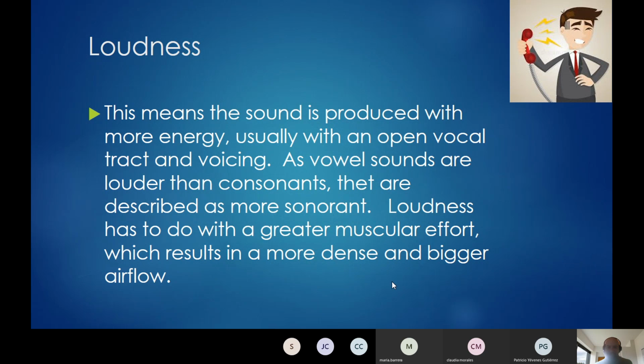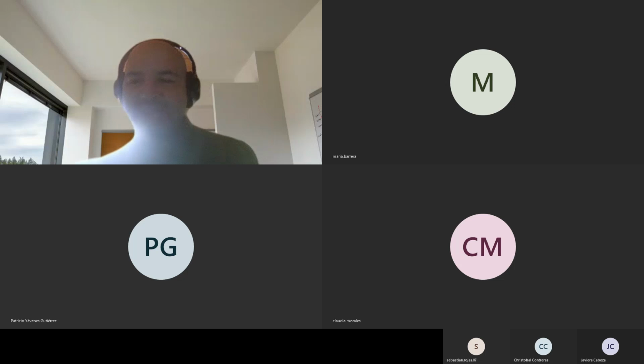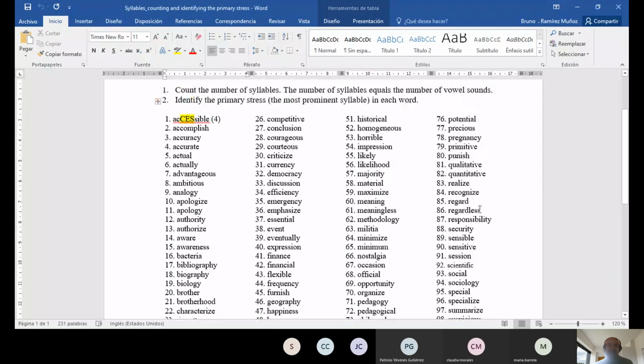So I'm going to share with you a Word file. Don't be afraid because you're going to see a lot of words. Do not need to be afraid because you will have to choose. Okay. Now, this exercise has to do with counting syllables. We're going to count syllables.